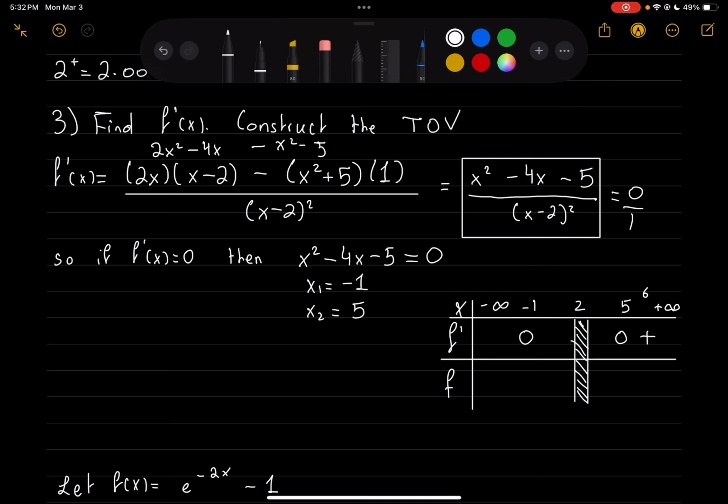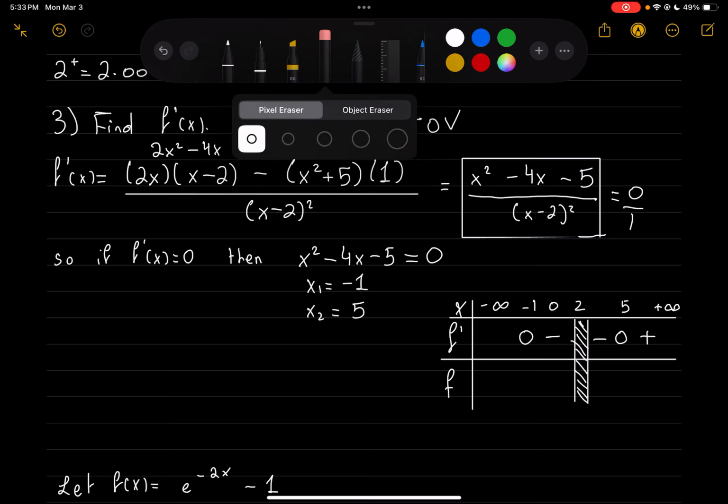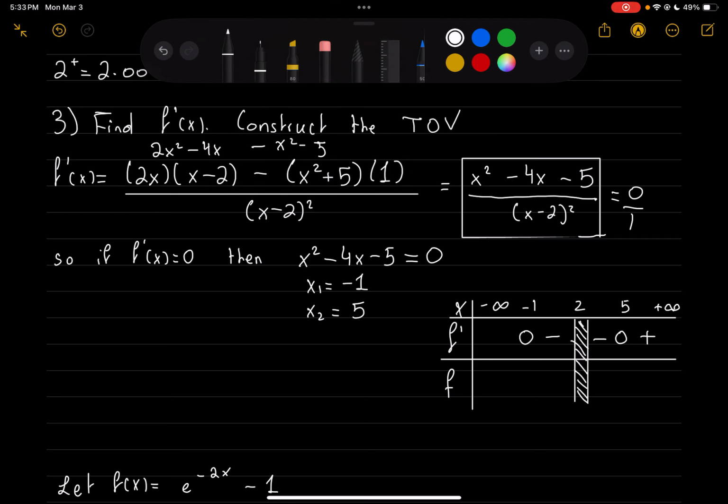And then if you choose a number between 2 and 5, let's say 3, and plug 3 into this function, it's going to give a negative answer. And if you plug in a number between negative 1 and 2, let's say 0, you're going to get a negative number again. And if you plug in a number between negative infinity and negative 1, let's say negative 2, into f prime, it's going to give you a positive answer.